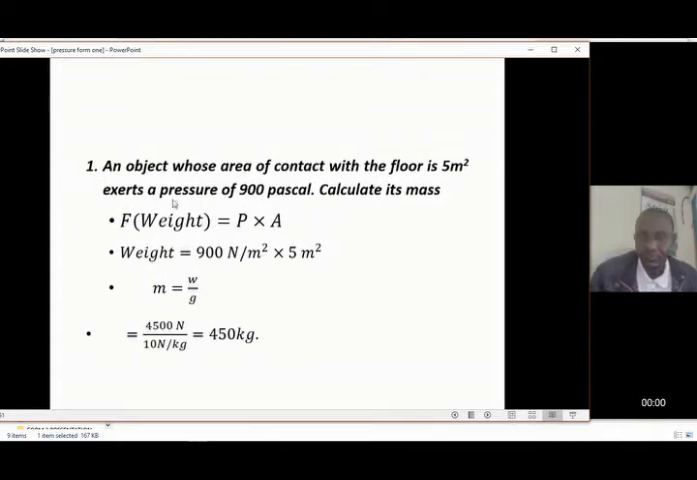Another example. An object whose area of contact with the floor is 5 square meters exerts a pressure of 900 pascals. Calculate its mass. Get it? You get the mass. So it's like finding weight, and weight is force. You know, force is pressure times area. So 900 times 5 will give us force. But that force is weight. So the answer we will get here is force. If we divide it by G, we will get the mass. So this multiplied by that will give 4500 newton. That is weight. Now get mass. It is dividing by 10, giving you 450 kilogram.